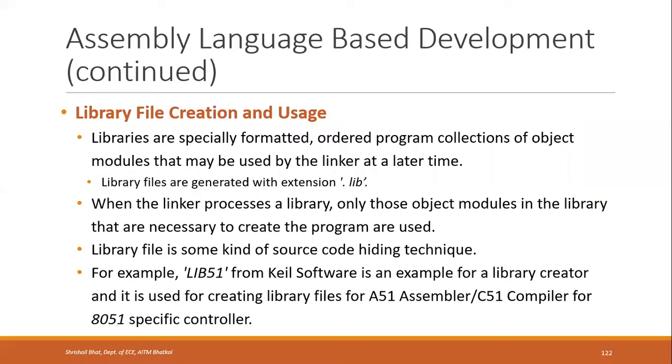Okay, so these are predefined files. Library files are generated with the extension .lib. You have to invoke this while linking or assembling. When the linker processes a library, only those object modules in the library that are necessary to create the program are used. It is some kind of source code hiding technique. You're not going to see these codes. You're writing only the assembly code. You can write some of the extra code in a library and keep it hidden from the end user.